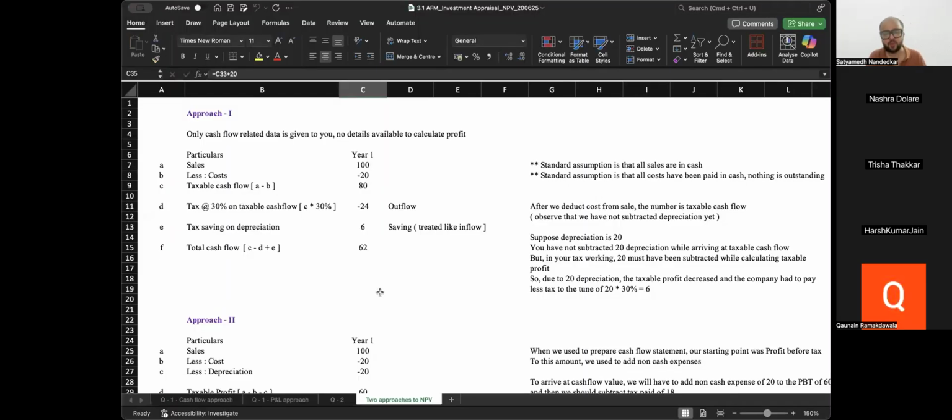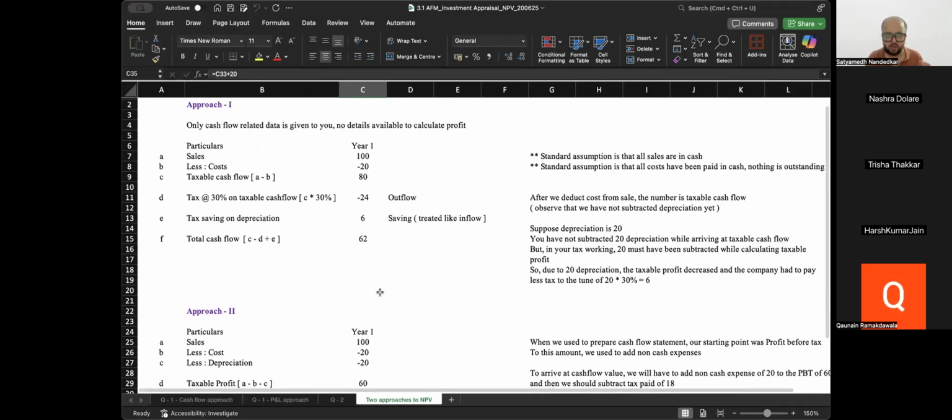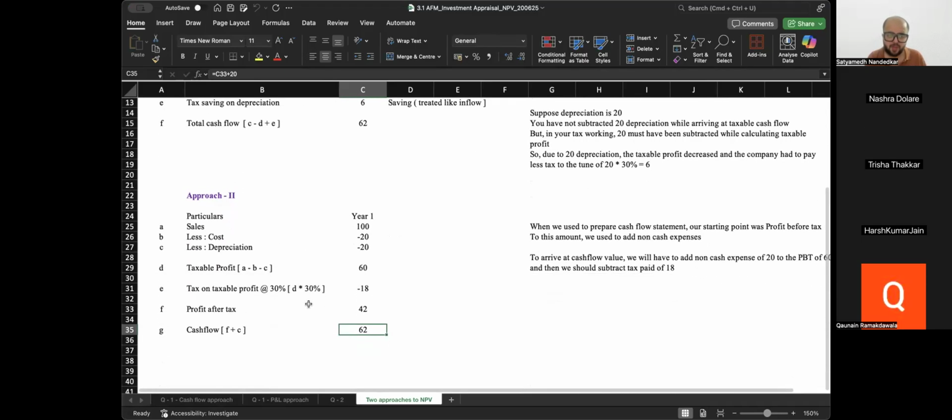Now, there are two approaches to NPV calculation. One is the cash flow based approach. The second one is the P&L based approach. I would advise you to go for the P&L based approach in all AFM questions. What is the P&L based approach? Take sales minus cost minus depreciation minus everything else, and arrive at the amount of taxable profit. Then calculate tax on taxable profit, at the rate given to you.